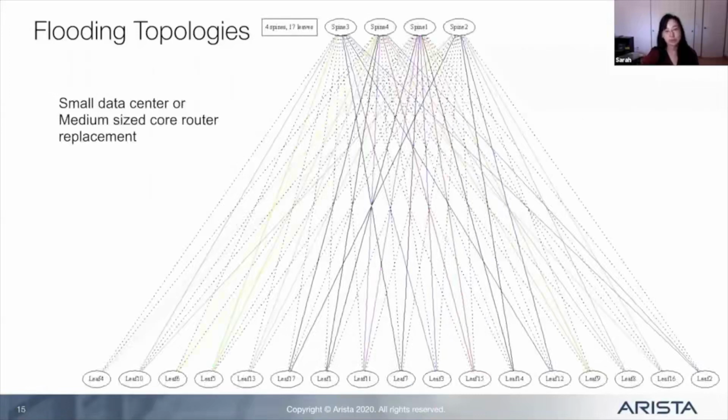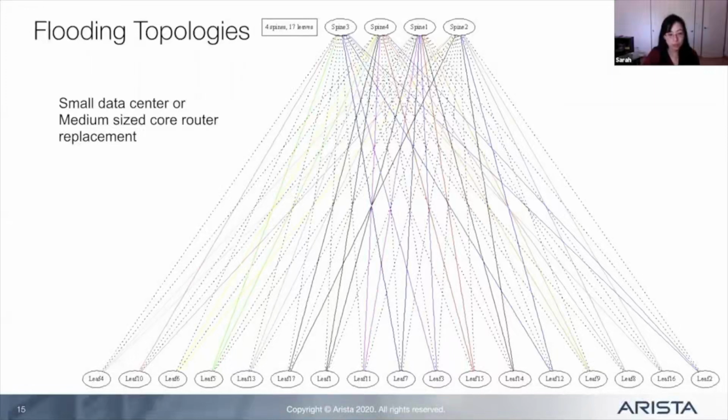Here's the flooding topology for 4 spines and 17 leaves. Those are connected in a leaf-spine topology. You can see that every leaf is connecting to all the spines. So this can replace the core router in a small data center or medium-sized core router.